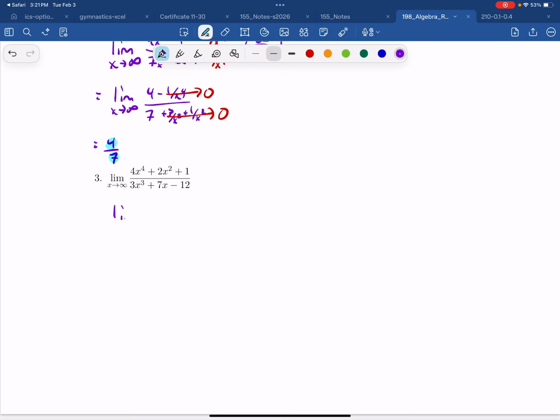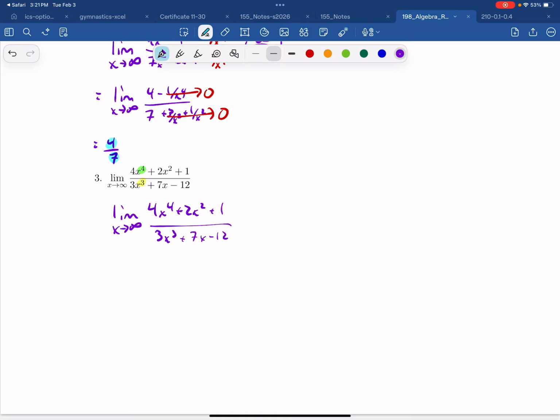Anyway, let's look lastly at limit as x approaches infinity of 4x to the 4th plus 2x squared plus 1 over 3x cubed plus 7x minus 12. And note in this situation, it's reversed, right? The higher degree is on top, lower degree is on the bottom. Okay? Now, maybe you know what this is going to be.